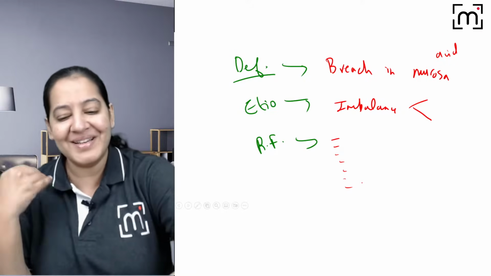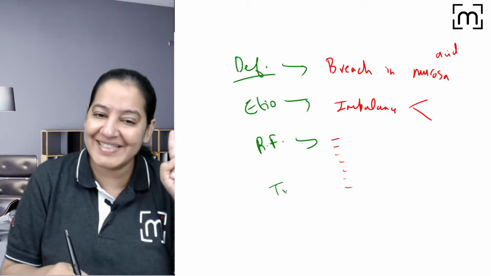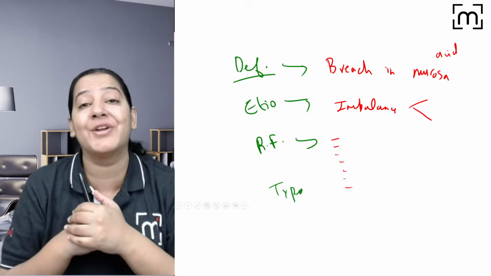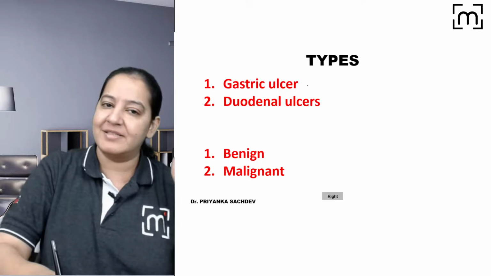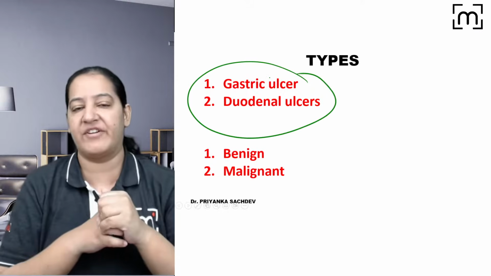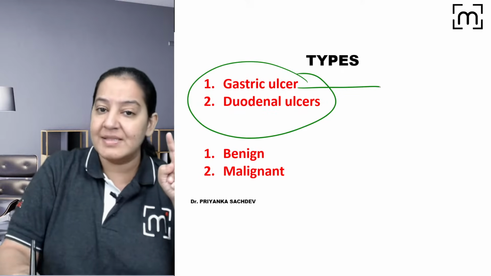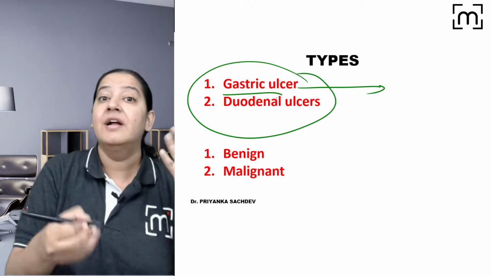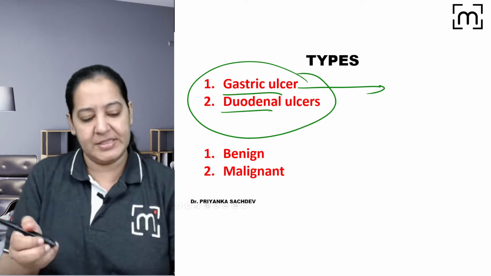So let me come to the types now. The next heading is the types. How many types of peptic ulcer do you know? There are 2 types of peptic ulcer. I have already taught you. This is the first classification. If the peptic ulcer occurs in the stomach, it is known as gastric ulcer. If it occurs in the duodenum, it is known as duodenal ulcer.